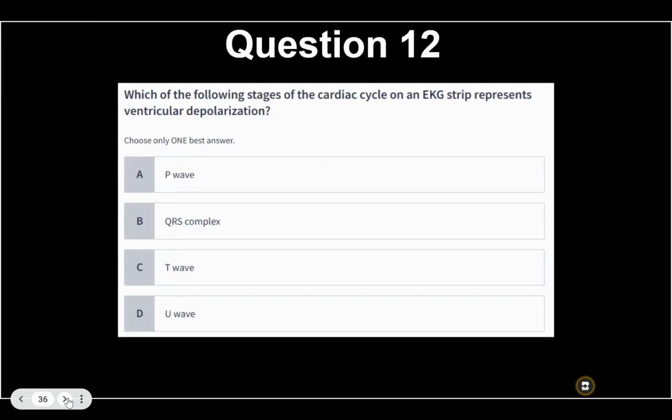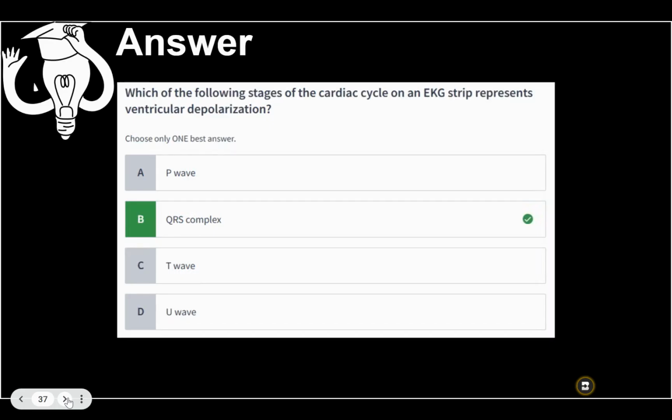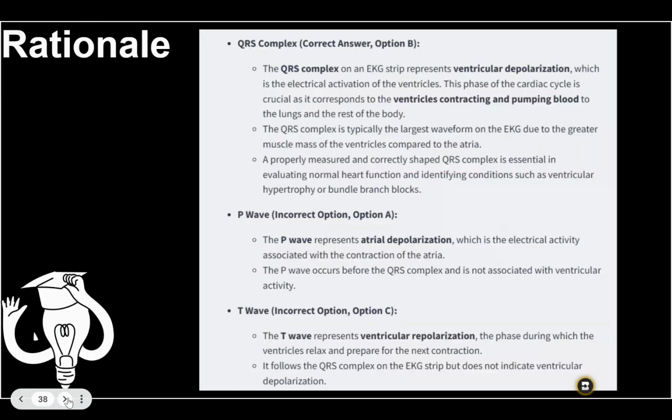Question number 12. Which of the following stages of the cardiac cycle on an EKG strip represent ventricular depolarization? Is it A, the P wave, B, the QRS complex, C, the T wave, or is it D, the U wave? If you said B, the QRS complex, then you are correct.